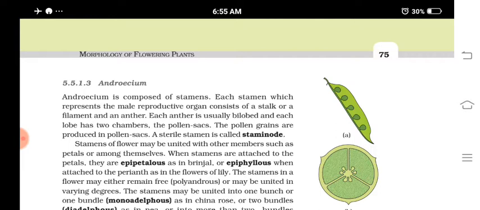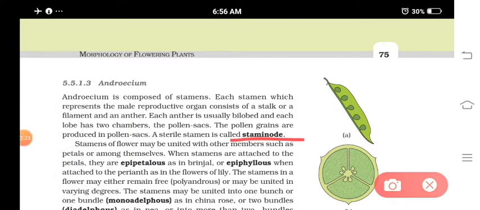Usually in most plants the anthers are bilobed, meaning two lobes are there, and in each lobe there are two chambers containing pollen sacs, and pollen grains are produced inside the pollen sacs. And a sterile stamen, sterile meaning which will not produce any pollen grains, is known as staminode.